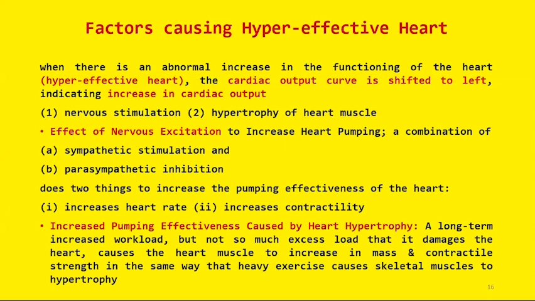Besides, cardiac hypertrophy will increase the pumping ability of the heart as well. So these two factors, sympathetic stimulation and cardiac hypertrophy, are responsible for abnormal increase in the functioning of the heart, and we call such a heart a hypereffective heart. In a hypereffective heart, the cardiac output is abnormally increased and the cardiac output curve is shifted to the left.